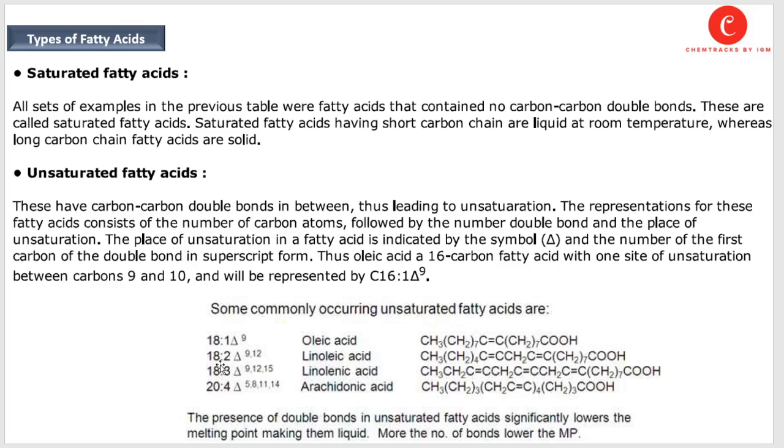Linoleic acid is an 18-carbon fatty acid. It contains two double bonds, 2 delta 9 and 12. 2 delta means two double bonds, and 9 and 12 are the positions of these two double bonds. So you can see there are two double bonds in its formula. Linolenic acid is another example of an unsaturated fatty acid. It is also based on 18 carbons and 3 double bonds at positions 9, 12, and 15. Arachidonic acid is a 20 carbon fatty acid consisting of four double bonds at positions 5, 8, 11, and 14.